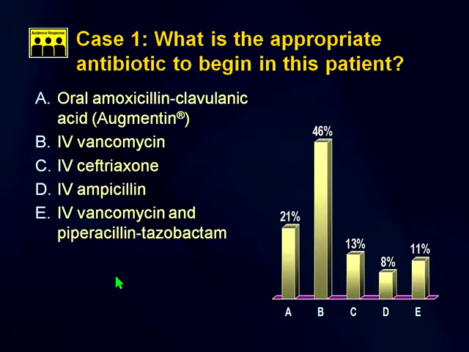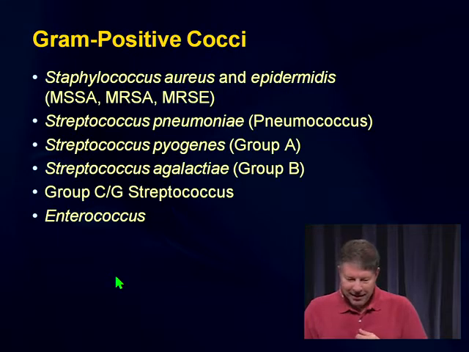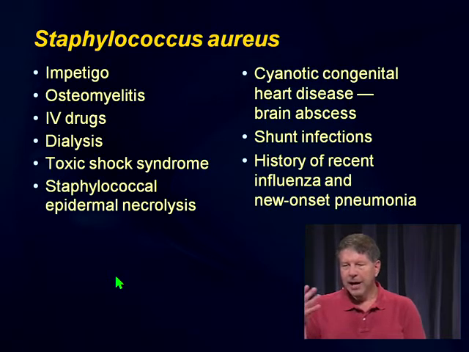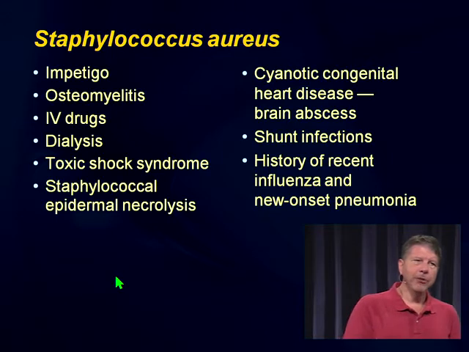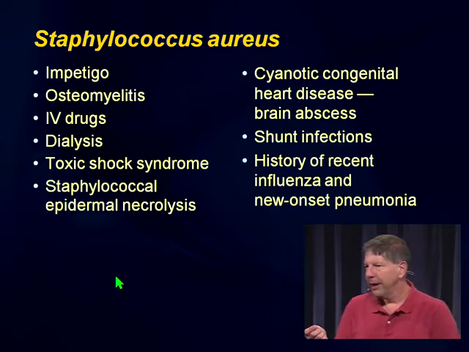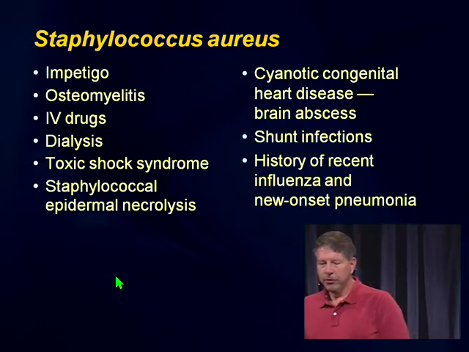So pretty good on that one, at least for 46% of you. Okay, so here's how we're going to break it down. We'll talk about gram-positive cocci, and then we'll go to some of the other ones after that. So with Staph aureus, I'll give you this kind of list here because these are patients on the test you need to be thinking about, could they have Staph aureus or not?